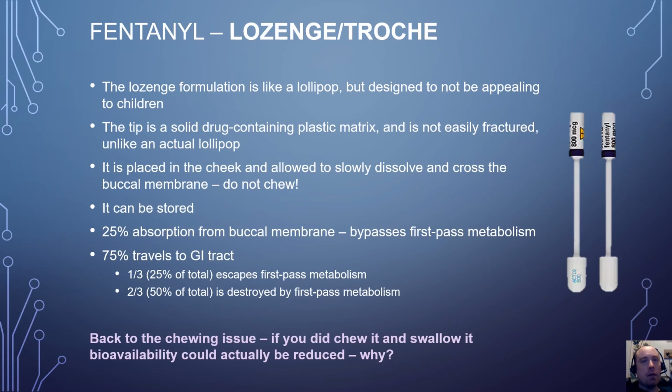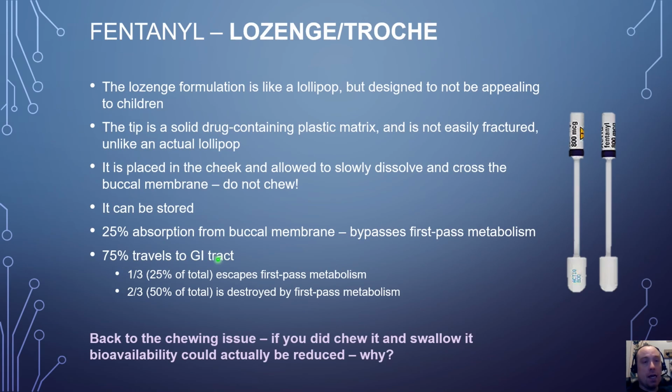Now, the very interesting point here is that you would think that if someone did swallow this plastic for some reason, if they chewed it, swallowed it, well, maybe they get an overdose. But the reality is, because fentanyl undergoes so much first-pass metabolism, you actually would typically get a lower efficacy and a lower amount in the blood than if you just left it where it's supposed to be, which is in the cheek. So about 25% gets absorbed from the cheek, or buccal membrane, and that of course bypasses first-pass metabolism and goes right to the blood.